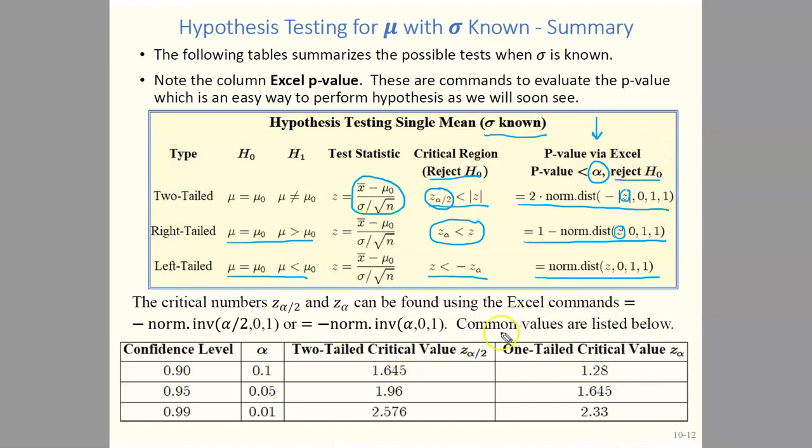And keep in mind down here we have a table for the Z alpha over 2 and Z alpha values for various significance levels. Now these are the most common ones that you'll run across: 0.1, 0.05, and 0.01, or 90% confidence level, 95%, and 99% confidence level. If you have to calculate other Z alpha over 2 values for values like 94 or 97%, say, then you can use these commands right here to do that for either a two-tailed test or a one-tailed test.